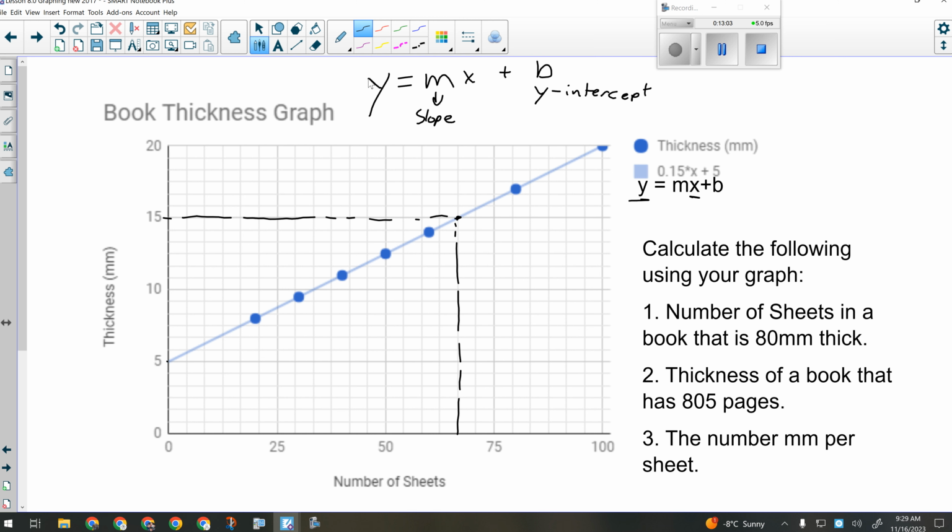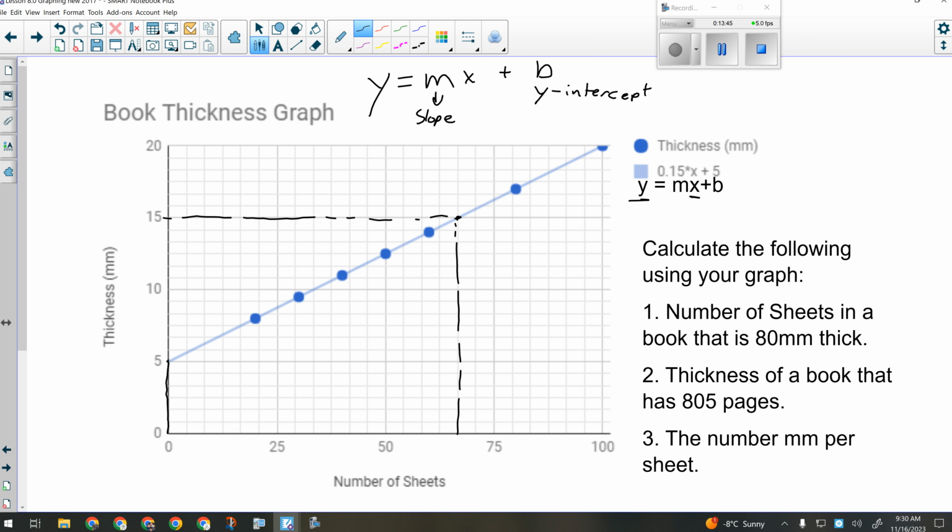Now here's what the y-intercept tells me. It tells me the value of y when x is what number? 0. We're talking about the y-intercept here. If I go down here, x is 0. So it's telling me that a book with no pages still has a thickness of 5 millimeters. How's that possible? The cover. So the book's cover is 5 millimeters thick. Everyone all right with that idea?